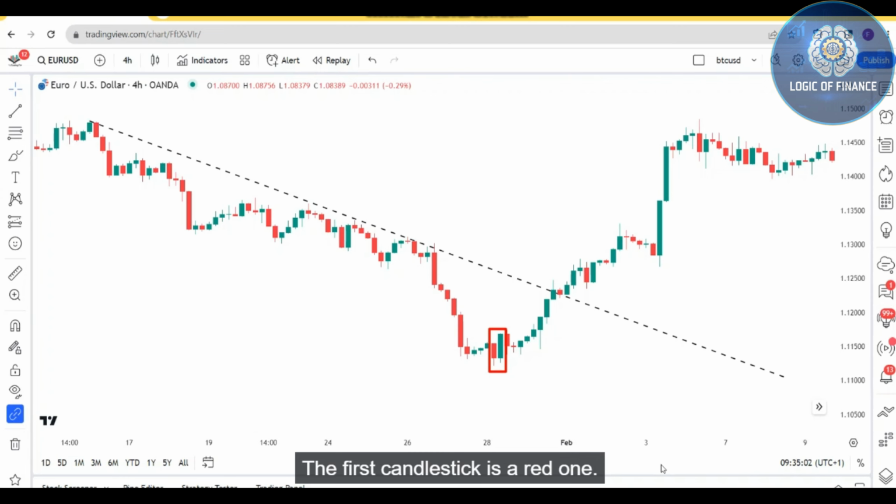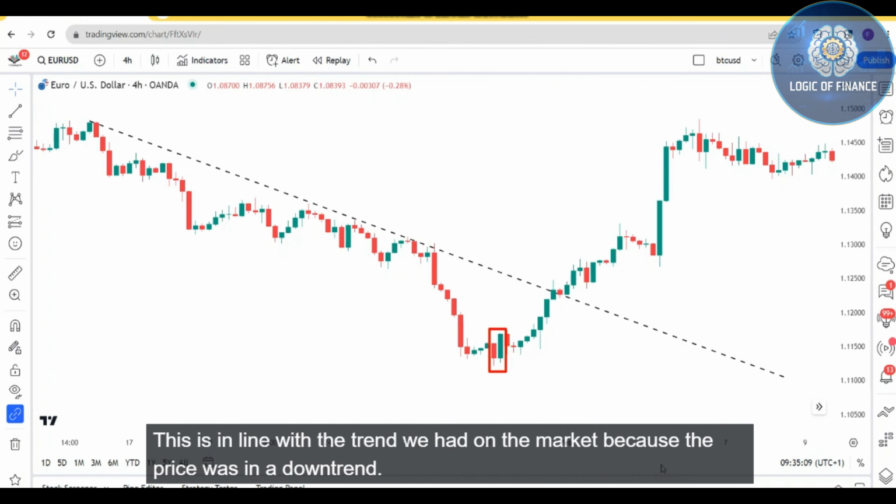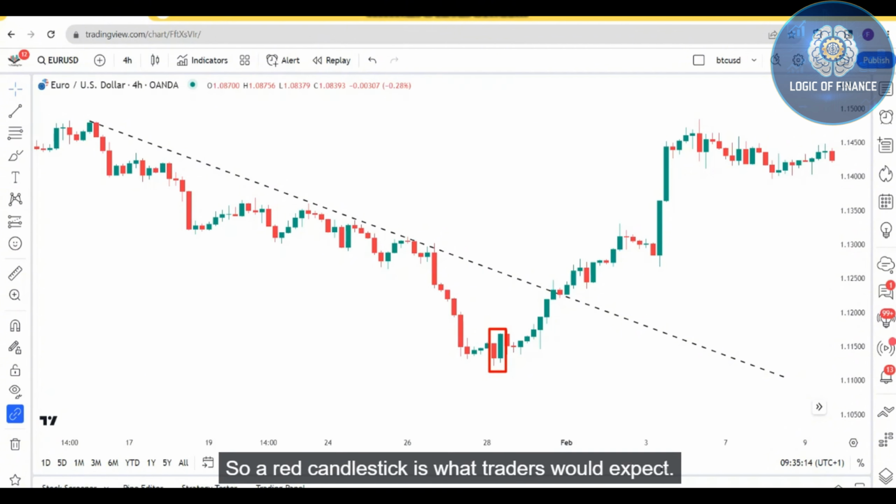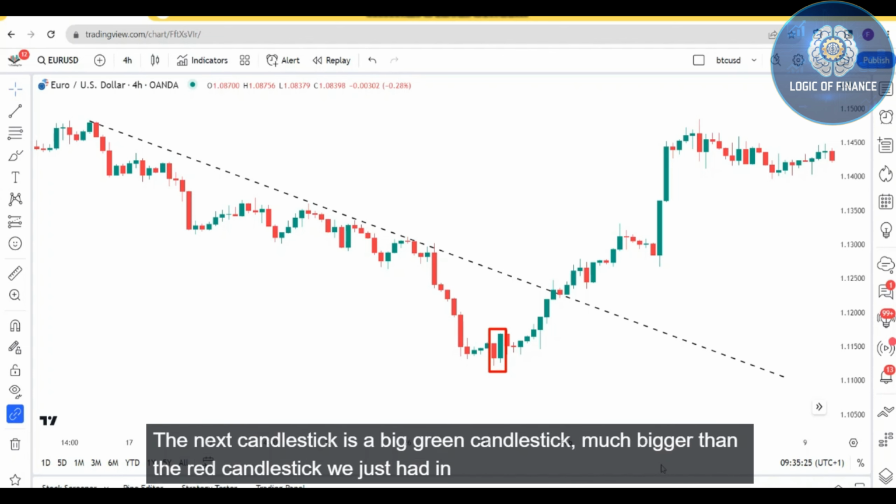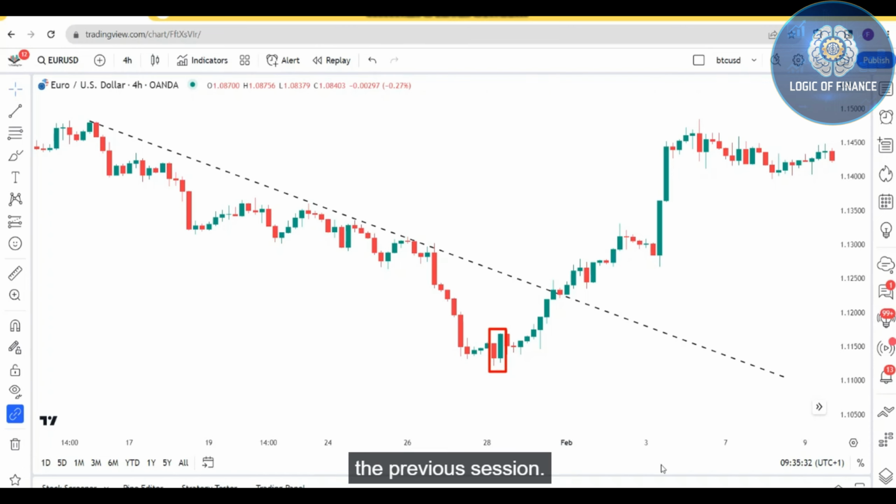The first candlestick is a red one. It indicates that the price was going down. This is in line with the trend we had on the market, because the price was in a downtrend, so a red candlestick is what traders would expect, so everything is following a certain logic. The market is in a downtrend, we have a red candlestick. The next candlestick is a big green candlestick, much bigger than the red candlestick we just had in the previous session. What does that mean?